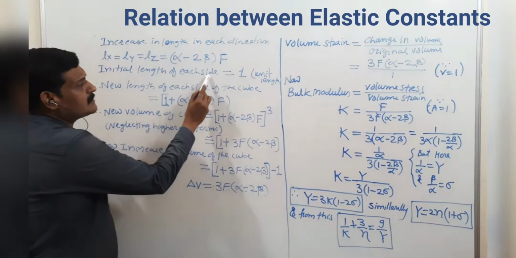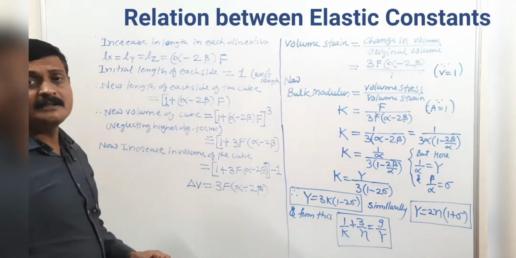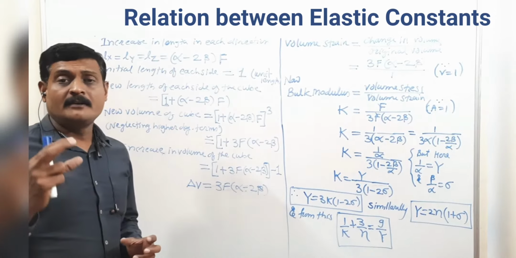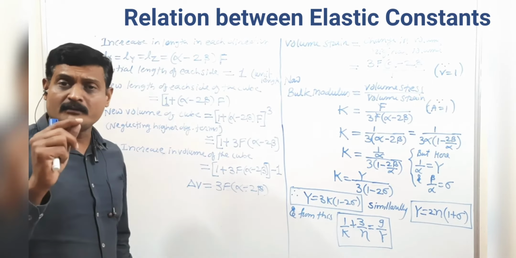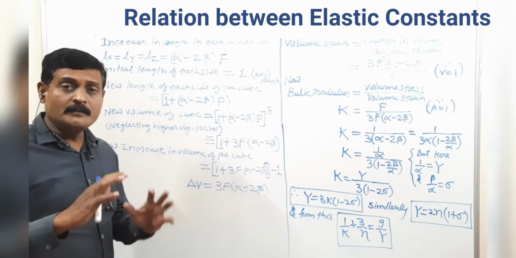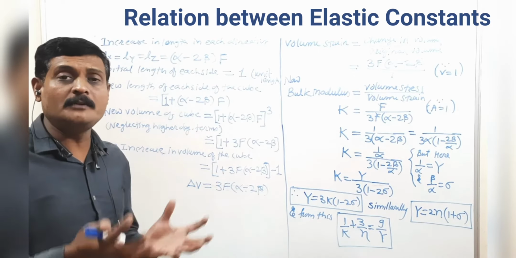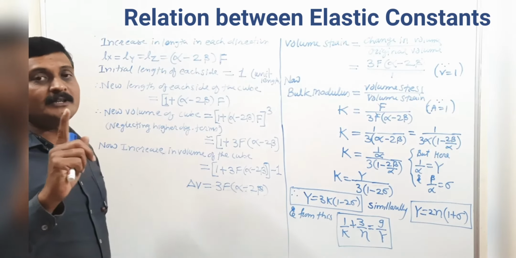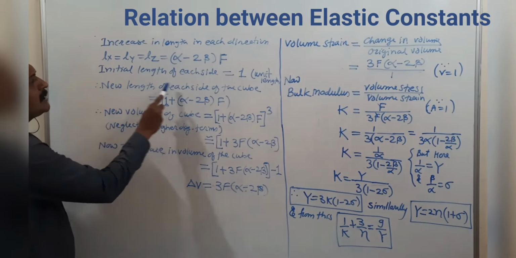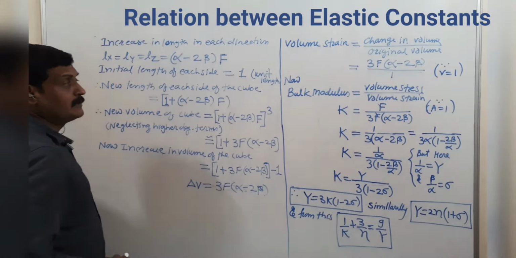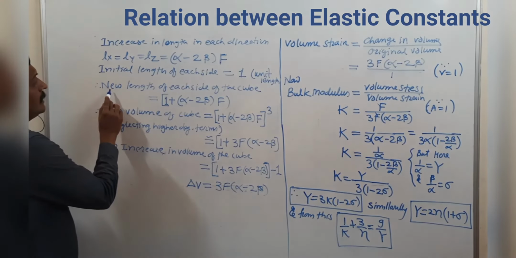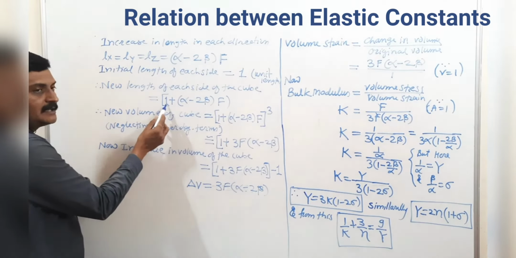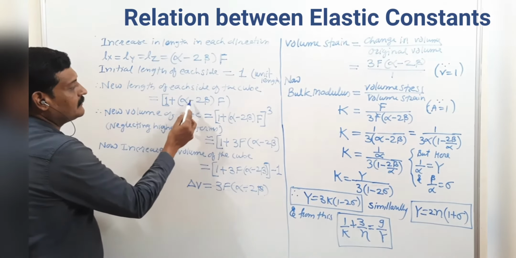The initial length of each side is 1 because we consider the unit cube. So the area of cross section of each face is 1 meter square or 1 unit square. The original volume of the cube is also 1 unit cube. So it is a unit cube, and the initial length of each side is 1 unit. The new length of each side of the cube: the initial length is 1 and the increase in length is (alpha minus twice beta) into f.